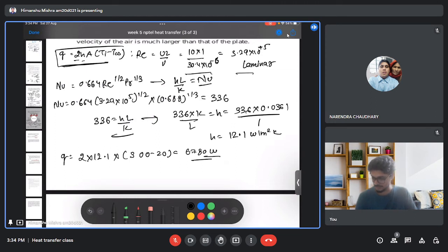Now our second objective is to find the rate of change of temperature with time. For this we need an energy balance.